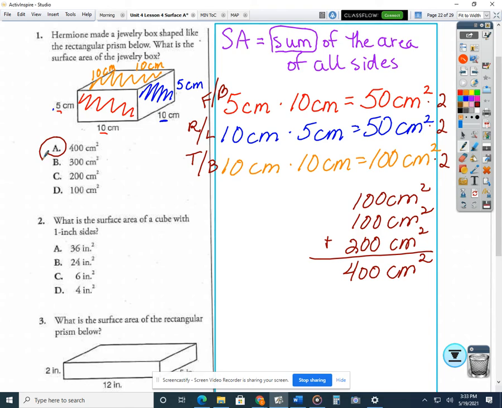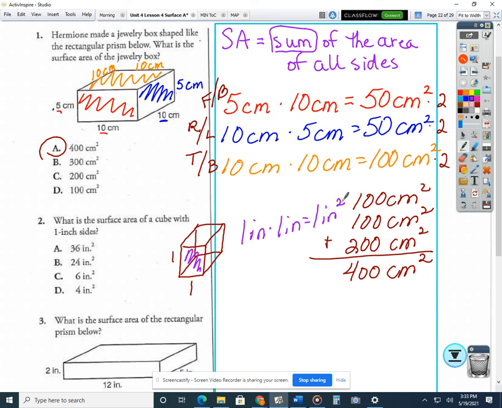Looking at question 2, what is the surface area of a cube with 1-inch sides? Remember, a cube means that it is a square on all sides. All right, so if this side is 1 inch and this side is 1 inch, our area of this front side is going to be 1 inch times 1 inch, so it's going to have an area of 1 square inch.